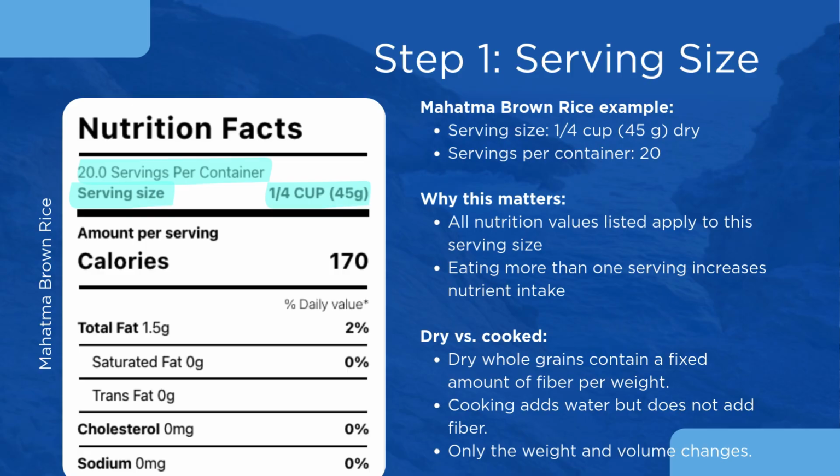The dry versus cooked part could be tricky, because you might not know when to measure your amount of rice, before cooking or after cooking. But the only difference that cooking makes is that you're adding water, so you're not adding fiber. You're just adding water, which changes weight and volume. So you are good to go if you read your nutrition labels for the dry ingredients.